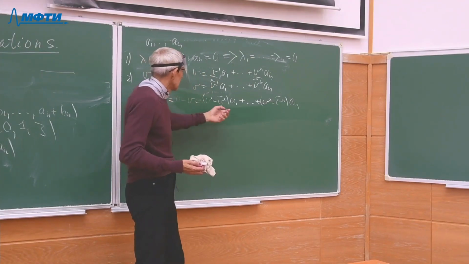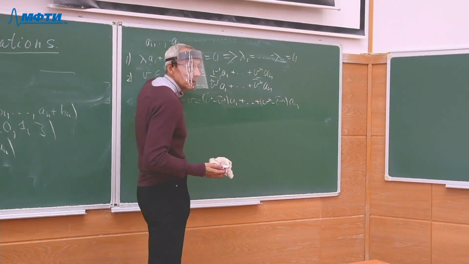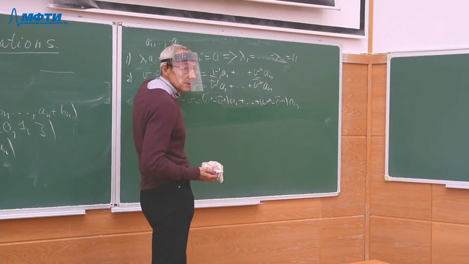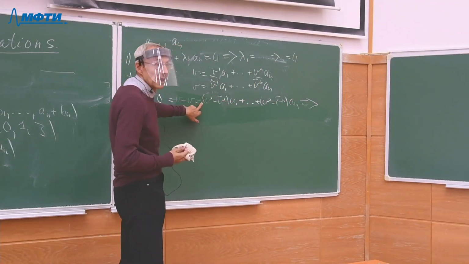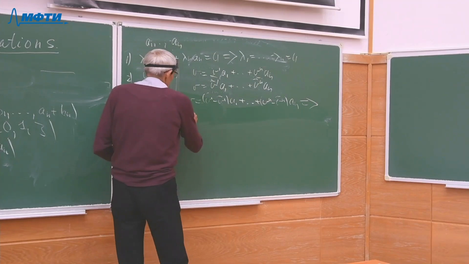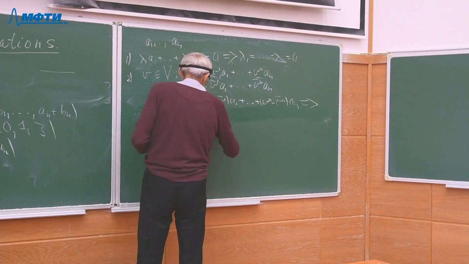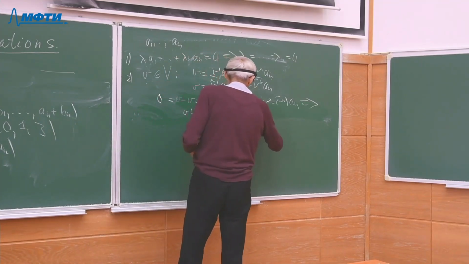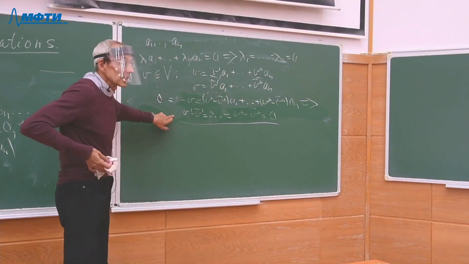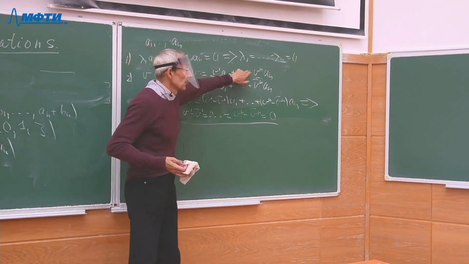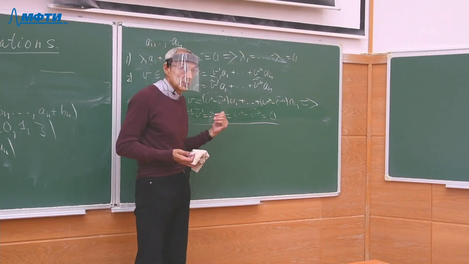And these vectors are linearly independent. What does it mean, linearly independent? In correspondence with this definition, we obtain that all these coefficients are equal to 0. It does mean exactly that the corresponding coefficients coincide, and we have uniqueness of this decomposition.